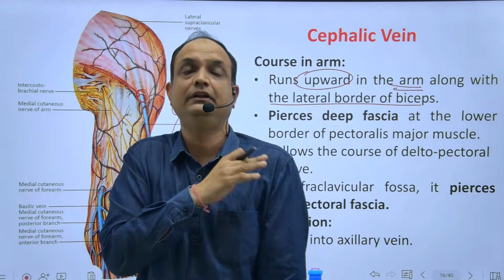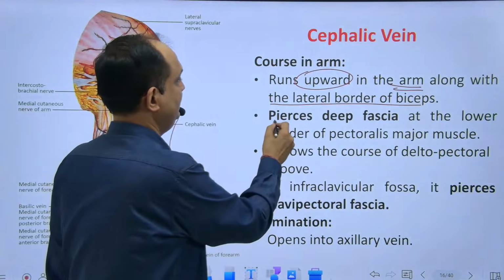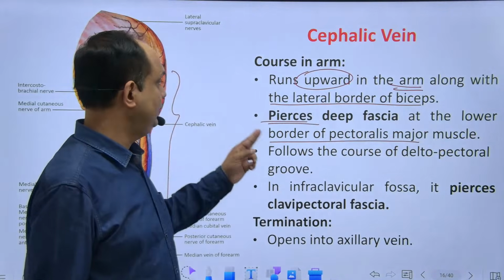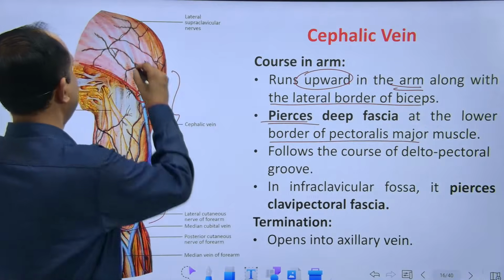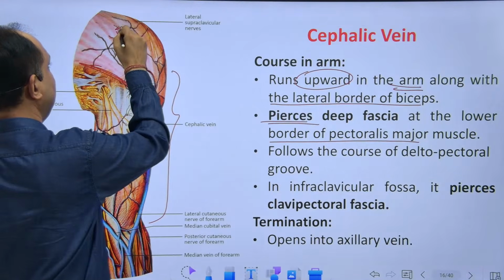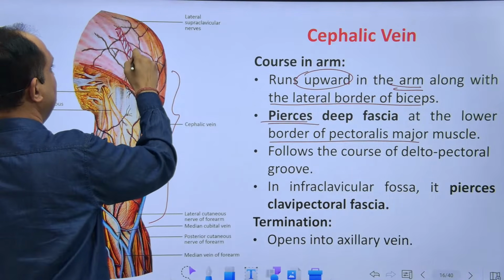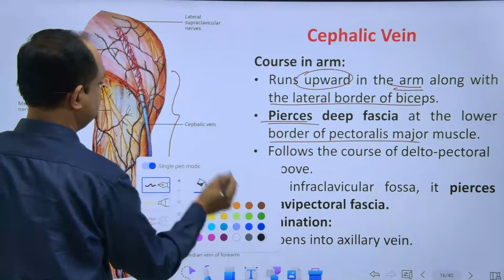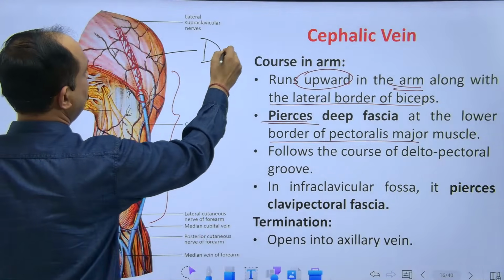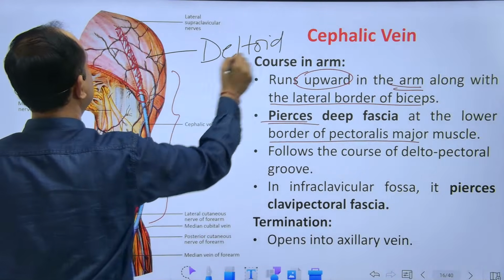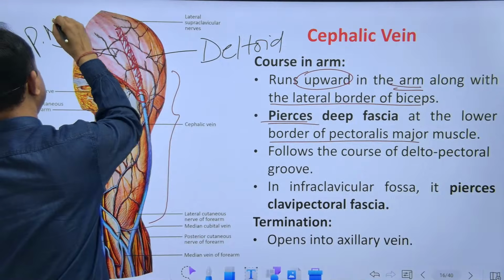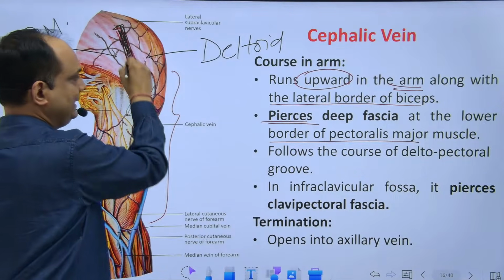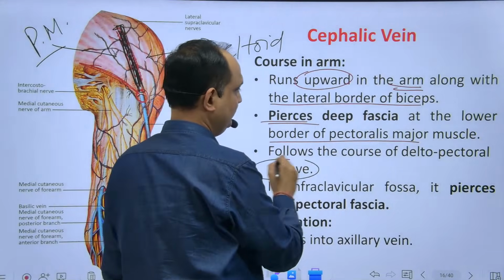Now on the deltoid, it is not visible. So it pierces the deep fascia at the lower border of the pectoralis major muscle. Now if you cut this deep fascia, you will find that this portion of the vein lies between two muscles. What are the names of these two muscles? Here on the lateral side, this muscle is known as deltoid, and on the medial side, this muscle is known as pectoralis major. So this gap between these two muscles is known as the deltopectoral groove.